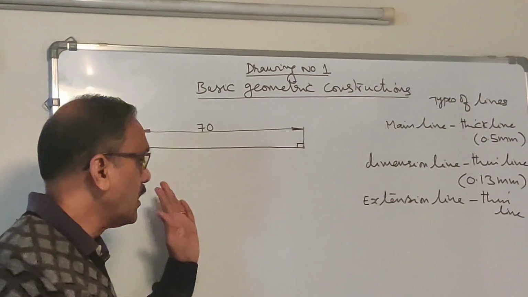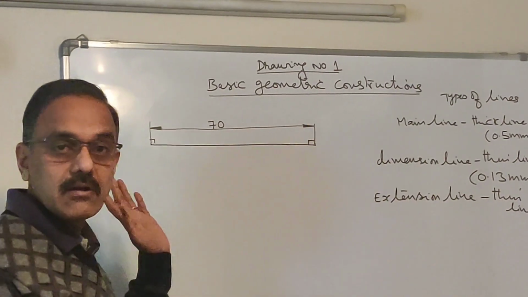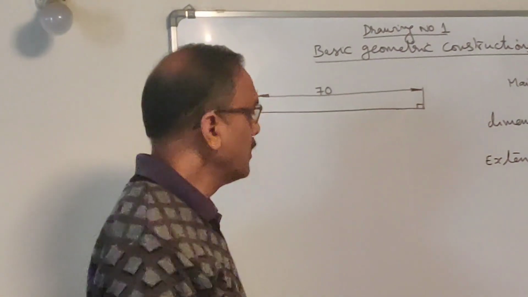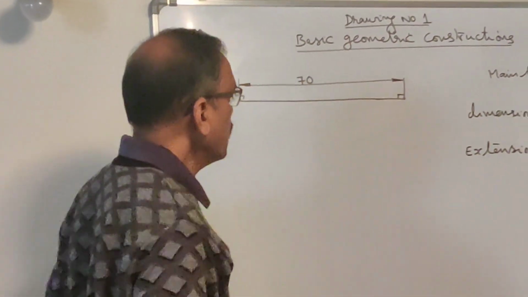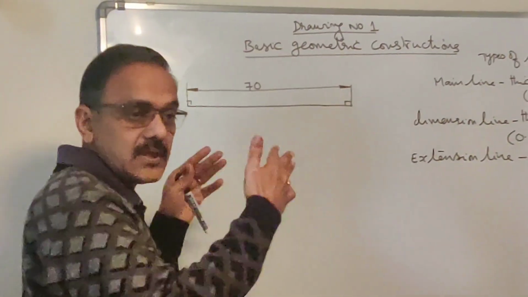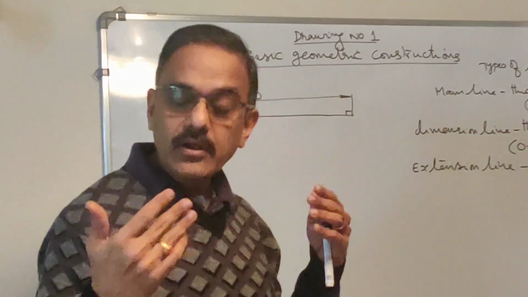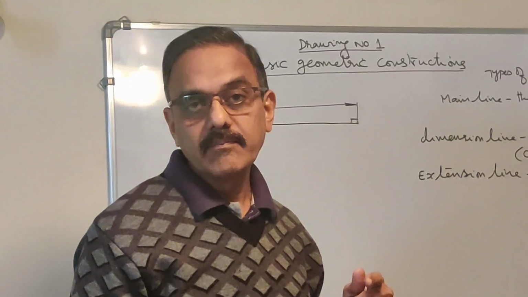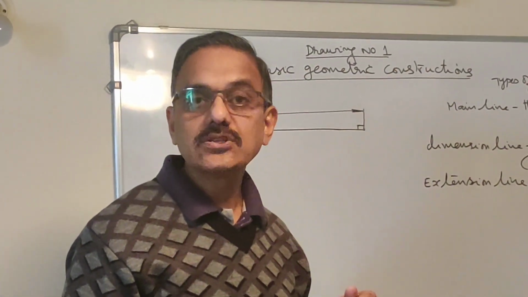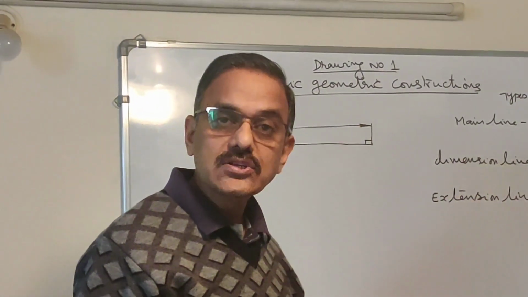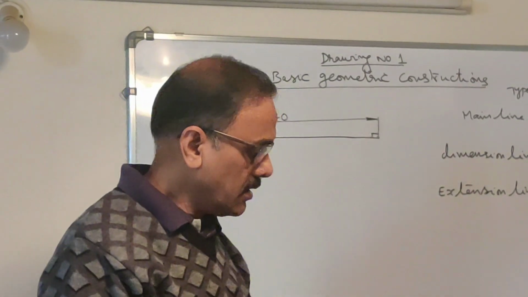So what are the precautions that are taken during the dimensioning? I would like to repeat again. After drawing the main line, you have drawn extension lines. So the extension lines should be drawn thin. They are perpendicular to the main line. They are drawn at the tips of the line. And make sure that the extension lines are drawn thin. Now, why are they called extension lines? There is a reason for that.